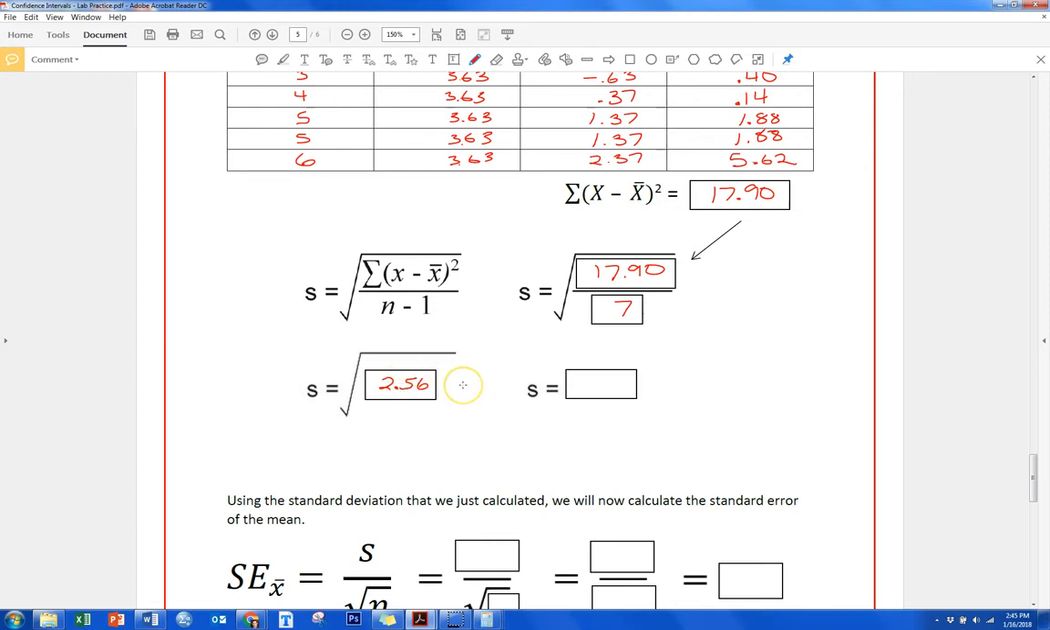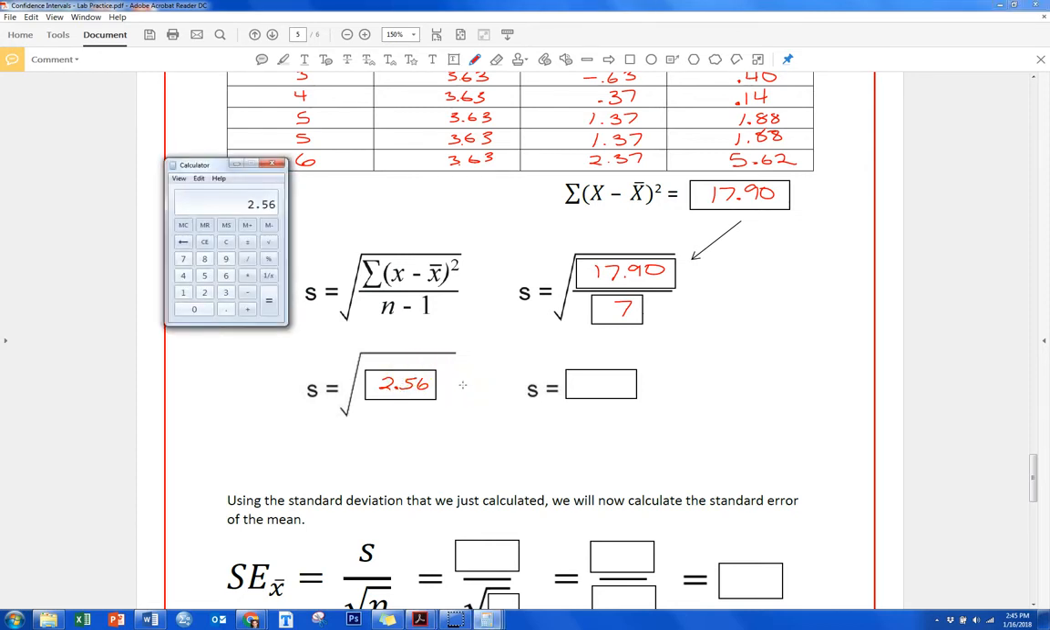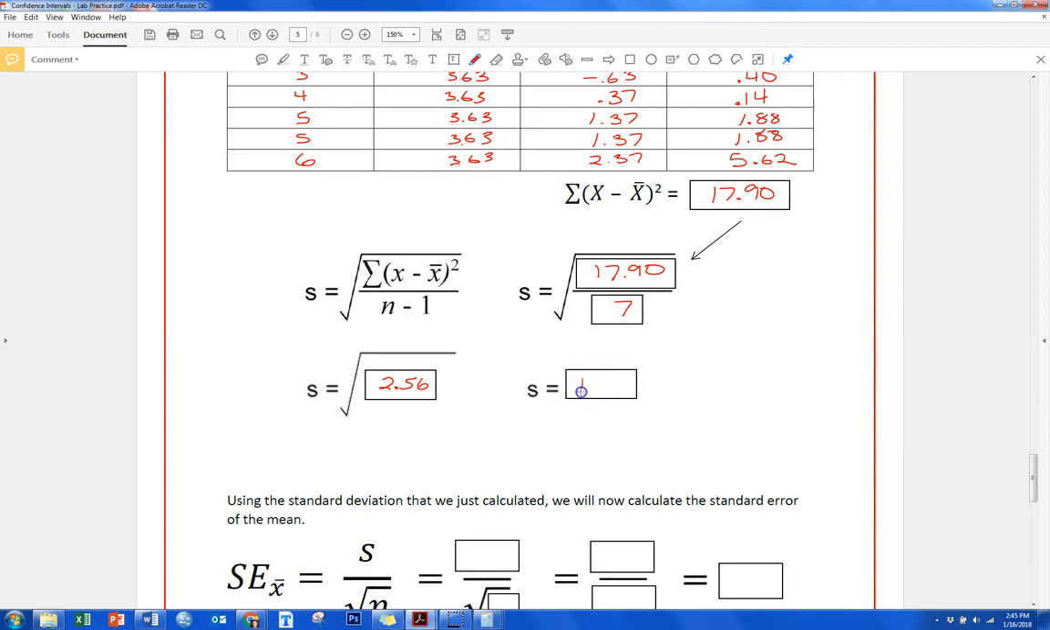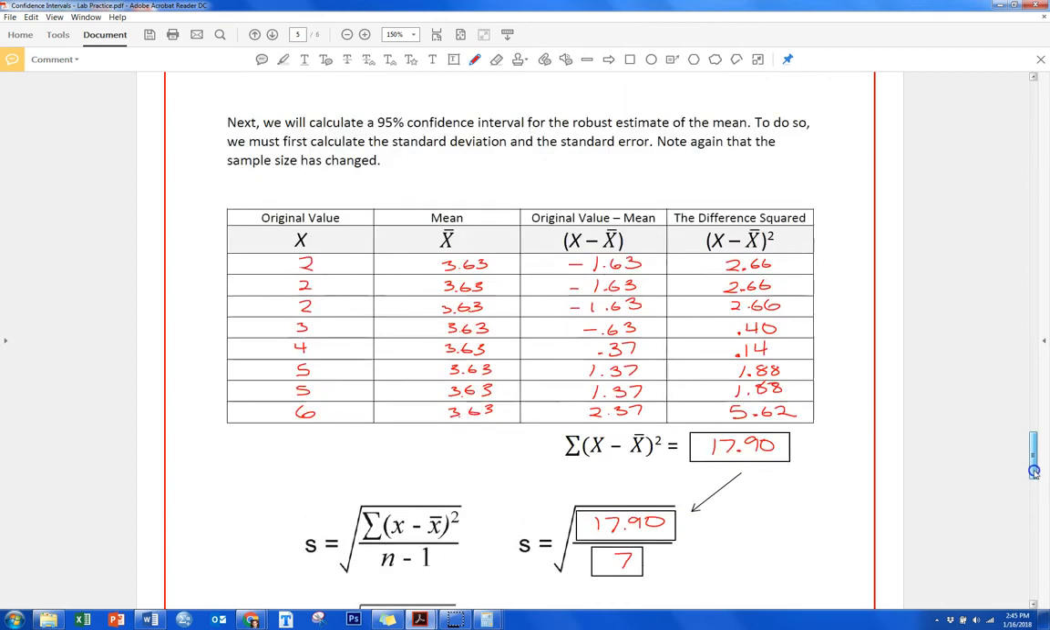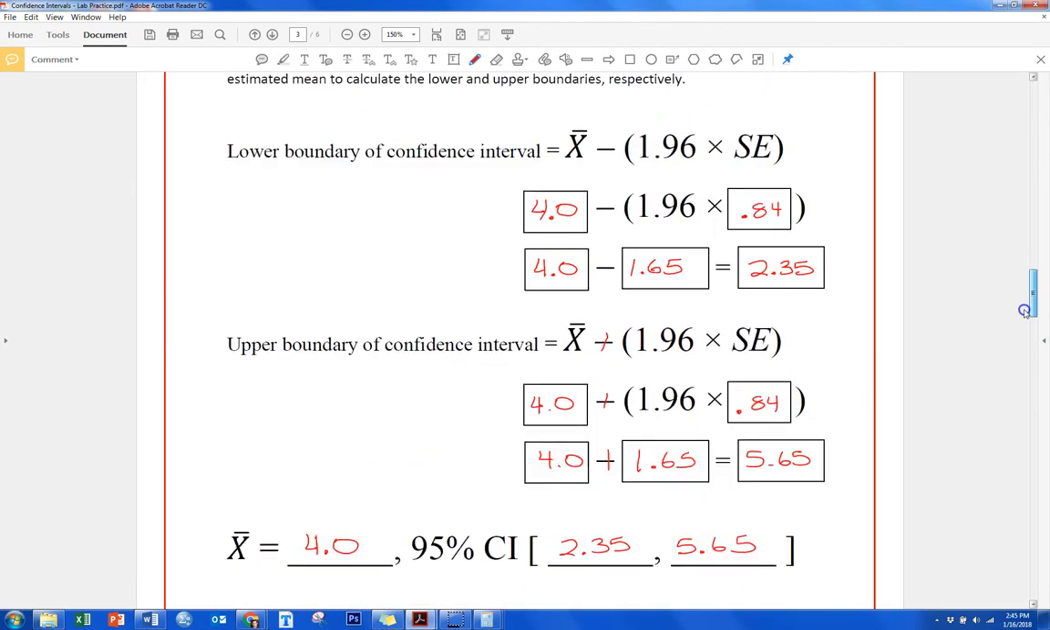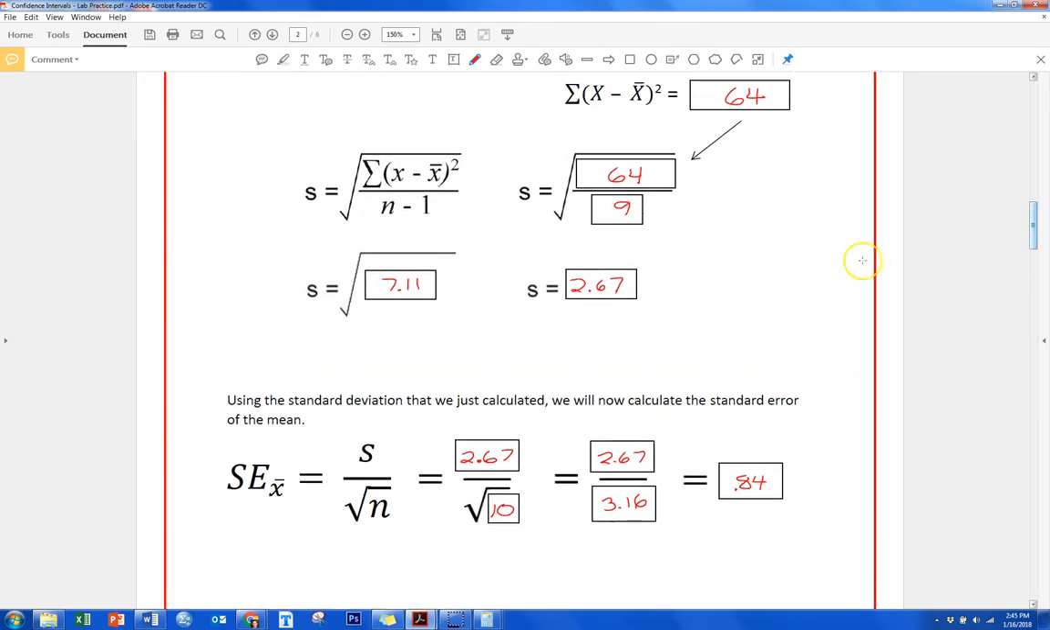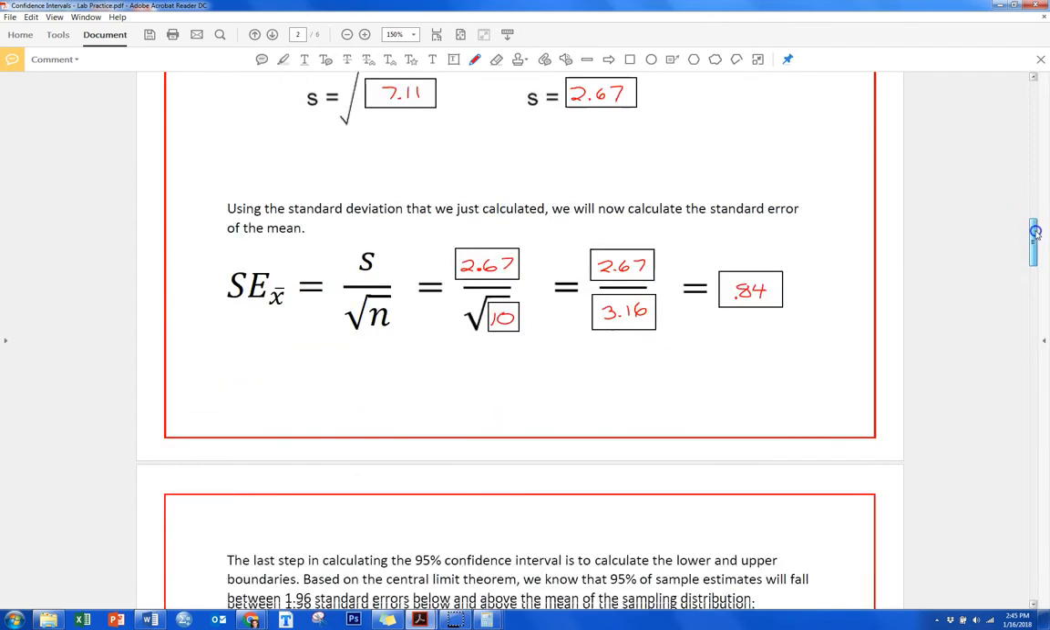And then we're going to take the square root of that. The square root of 2.56 is 1.6. I'm going to go ahead and add the 0 again for consistency. So our standard deviation of the robust estimate of the mean is 1.60 compared to, what was it up here? 2.6. So it dropped by quite a large proportion.